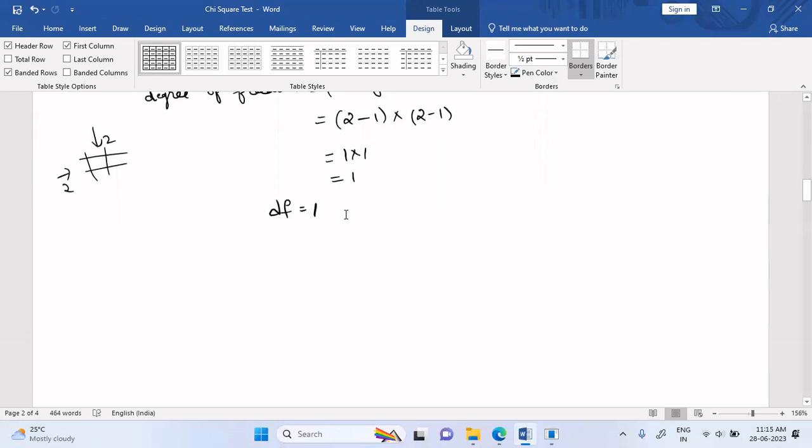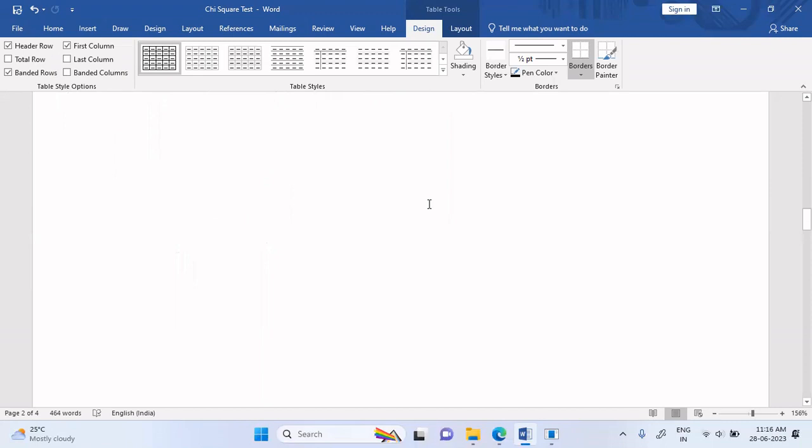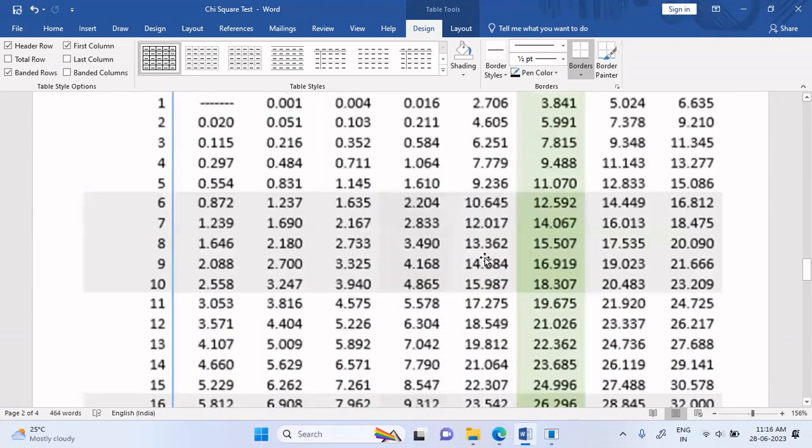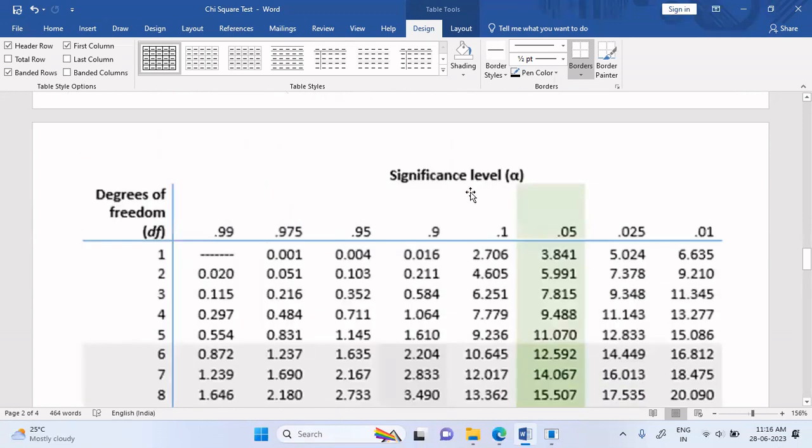Now we need to consider the significance level. Suppose you consider a significance level of 0.05, it completely depends upon the user. You need to download this particular table from Google. Just type significance level table in Google Chrome. You can find this table. So whenever the degree of freedom is 1, with a corresponding significance level of 0.05, the corresponding value is 3.841.